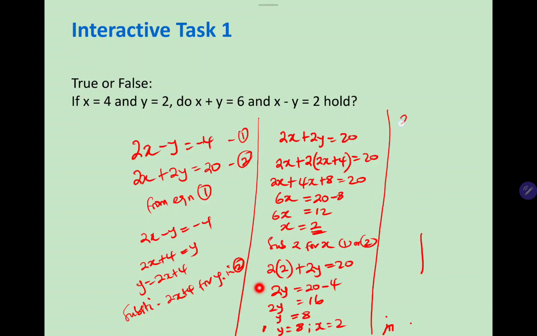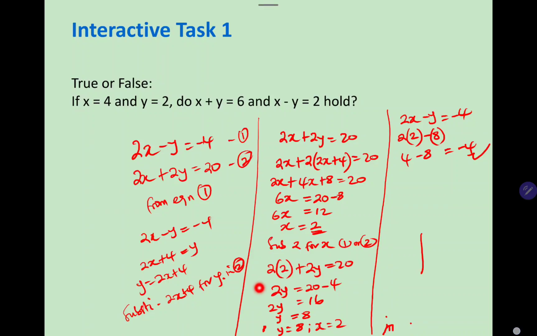So let's check our answers, putting them in the original equation to see if they will satisfy the two equations. The first equation is 2x minus y is equal to minus 4. So we replace it with the values of x and y. So 2 times 2 minus the value of y, which is 8. Does it give us minus 4? 2 times 2 is 4. 4 minus 8 is equal to minus 4. So it satisfies the first equation.